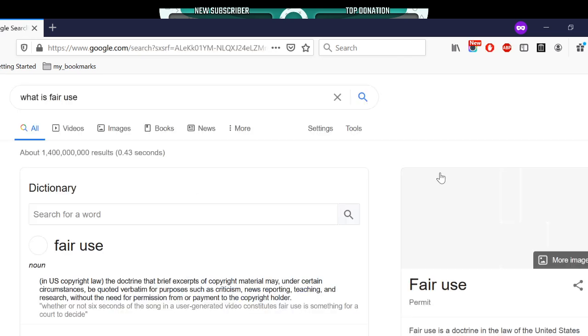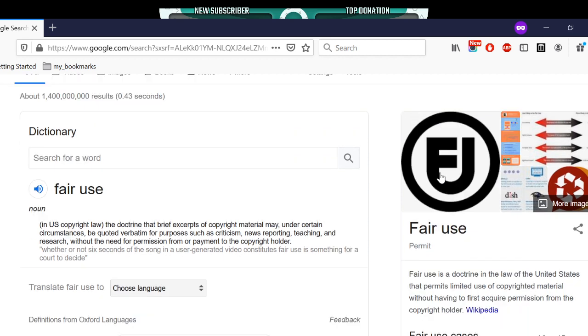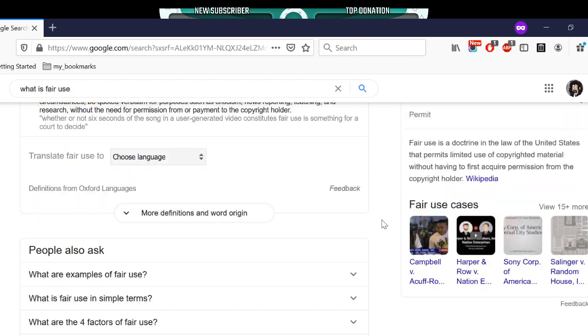Let's see what comes up. Ooh, okay, we have a dictionary definition. Usually good to begin to understand what it is we're looking at. Under U.S. copyright law, the doctrine that brief excerpts of copyright material may, under certain circumstances, be quoted verbatim for purposes such as criticism, news reporting, teaching, and research without the need for permission from or payment to the copyright holder. Okay. Easy enough.